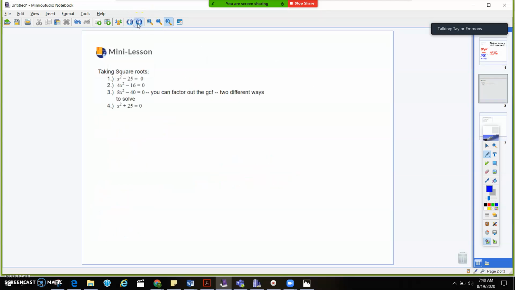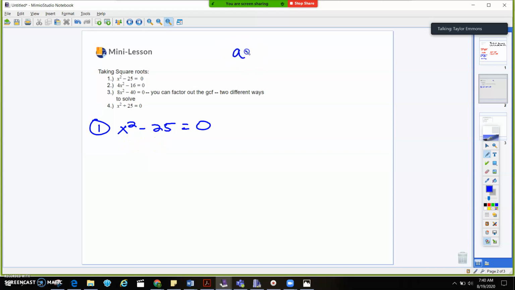So on that mini lesson portion, we're going to take it up a notch. It's not just going to be, hey, take the square root of both sides. We're going to have to manipulate it just a little bit. On number 1, we've got x squared minus 25 equals 0. The way I'm going to recognize that I'll be taking the square roots is not only that this number is a perfect square, but we're also missing our b term.